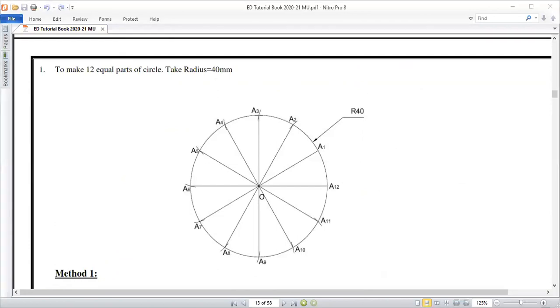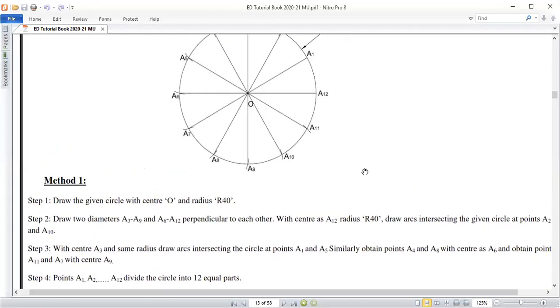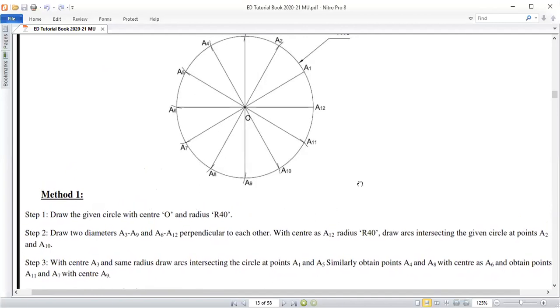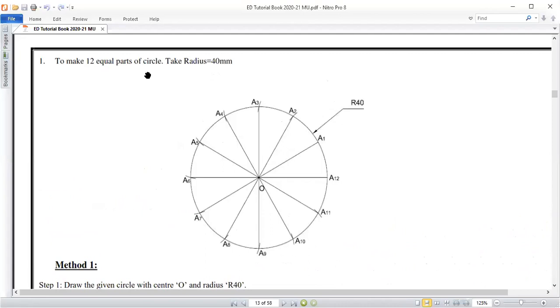First of all, we will read out the method, what you need to do, and then we will start practicing this, because in the upcoming sheets and upcoming practice, sometimes you need to use this kind of practice where 12 equal parts of the circle, or equal parts of circles, will be there. You require to do it. So what you need to do to make 12 equal parts of the circle first? Here they told you to take a radius of 40 mm.